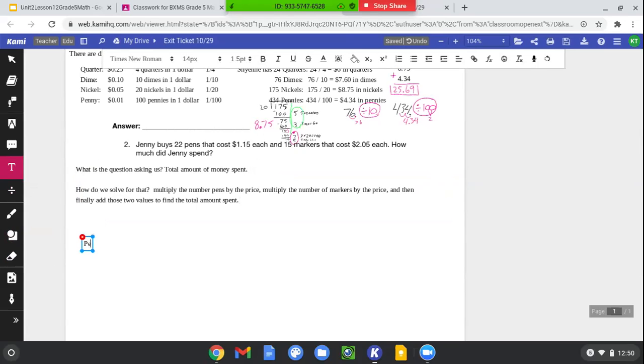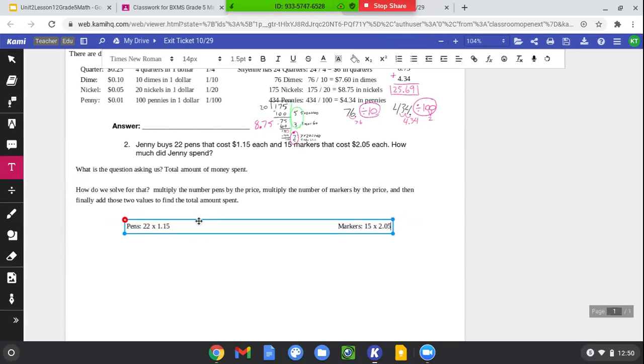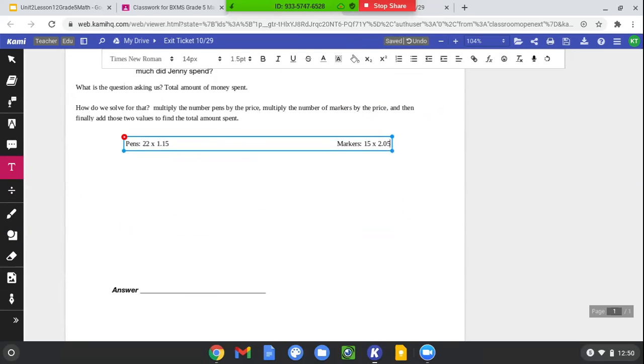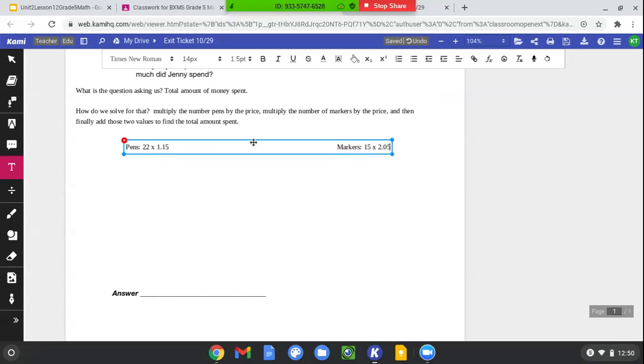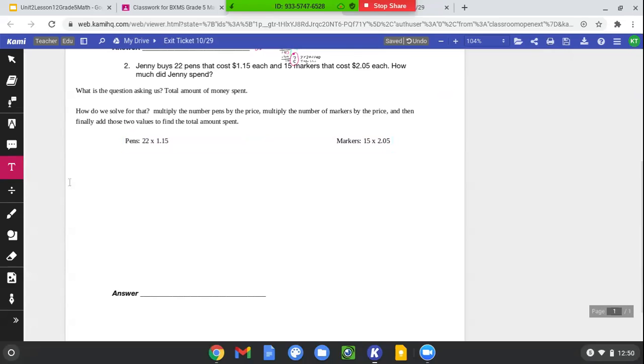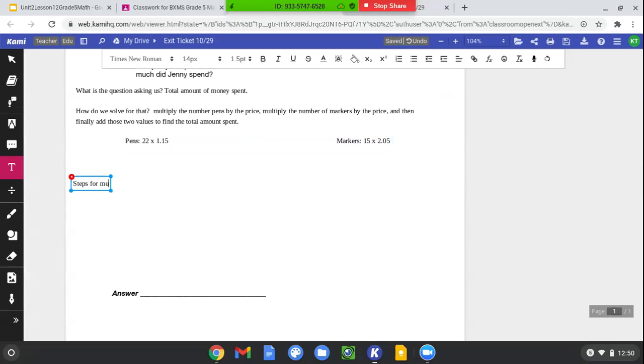So let's start with the pens. Okay, she bought 22 and each one was $1.15. So we are multiplying $1.15. Now, I'm sure this is intimidating. You're like, oh my goodness, there's a decimal there. I don't know how to multiply decimals. Yes, you do. Let's go over the steps for multiplying decimals.